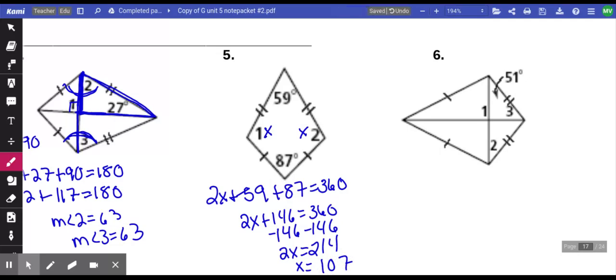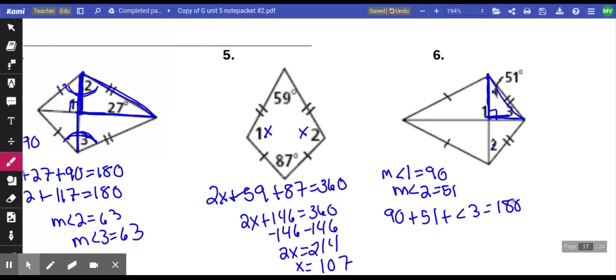So number 6, again, angle 1 is a right angle. Angle 2 equals 51 because it's the same as the angle across from it. And then angle 3, I know that this little triangle right here is a right triangle. So it's 90 plus 51 plus angle 3 equals 180. And it's 180 because I'm talking about the triangle. So that's 141 plus angle 3 equals 180. Subtract 141 from both sides. And the measure of angle 3 equals 39.